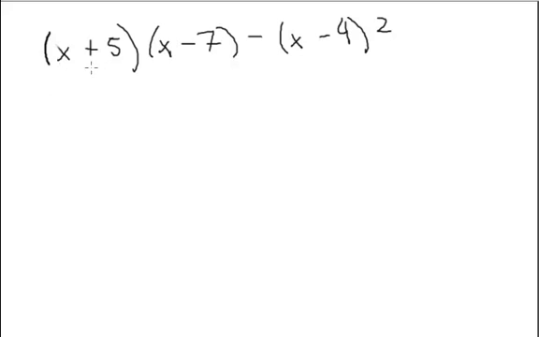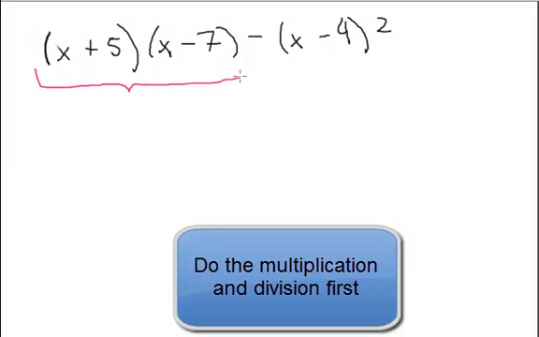Okay, so here we have (x + 5)(x - 7), which is subtracted by (x - 4) squared. So what I'm going to do is work with just this part first. So let's work this one out.